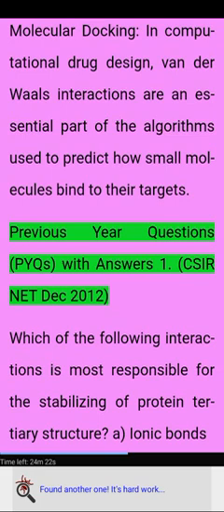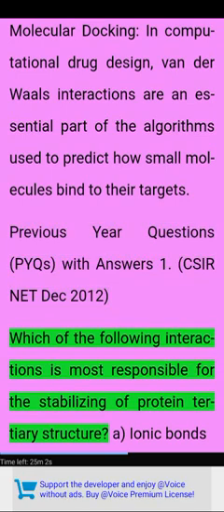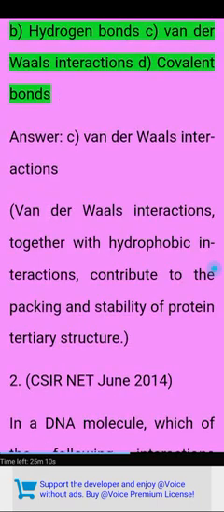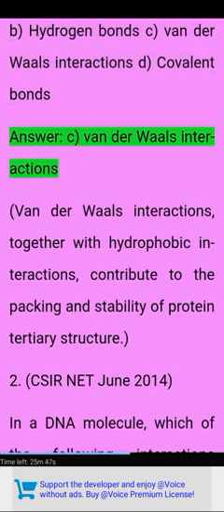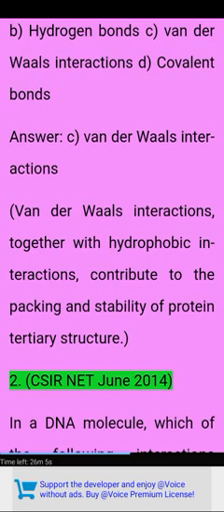Previous year questions (PYQs) with answers. 1. CSIR NET December 2012. Which of the following interactions is most responsible for the stabilizing of protein tertiary structure? A. Ionic bonds. B. Hydrogen bonds. C. Van der Waals interactions. D. Covalent bonds. Answer: C. Van der Waals interactions. Van der Waals interactions, together with hydrophobic interactions, contribute to the packing and stability of protein tertiary structure.